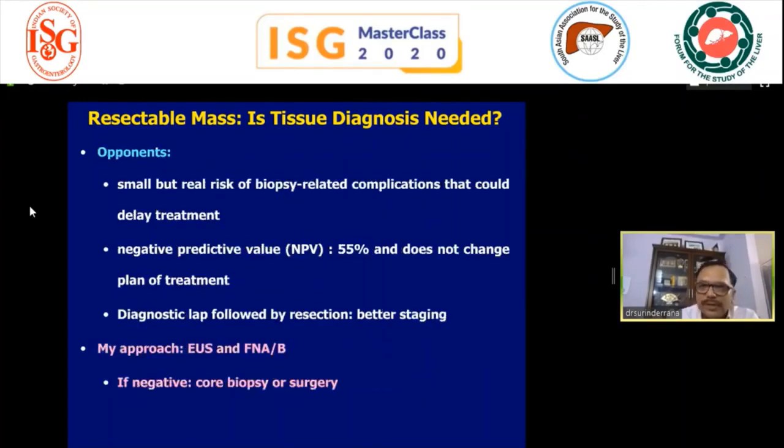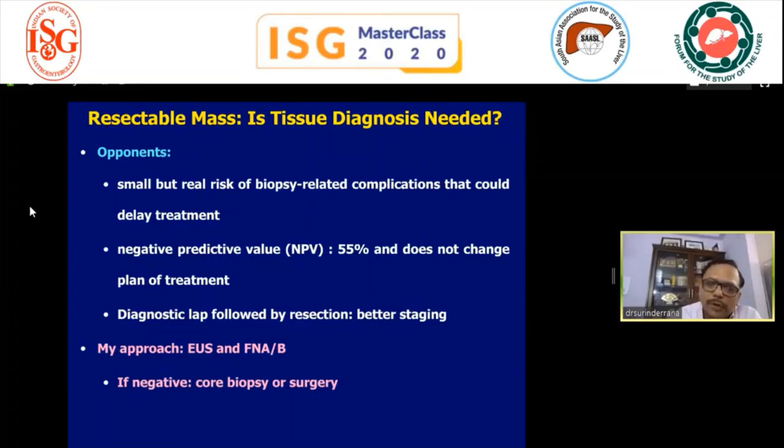But then opponents will say that there is a small but real risk of biopsy-related complications that could delay treatment. And important thing, EUS, FNA, and FNB has a very low negative predictive value. Like suppose if you get a negative result, you can never be sure whether you have missed a malignancy, and hence again patient will probably have to undergo a surgery. So this group will say that diagnostic laparoscopy followed by resection is probably a better approach. But then it's a debatable topic.